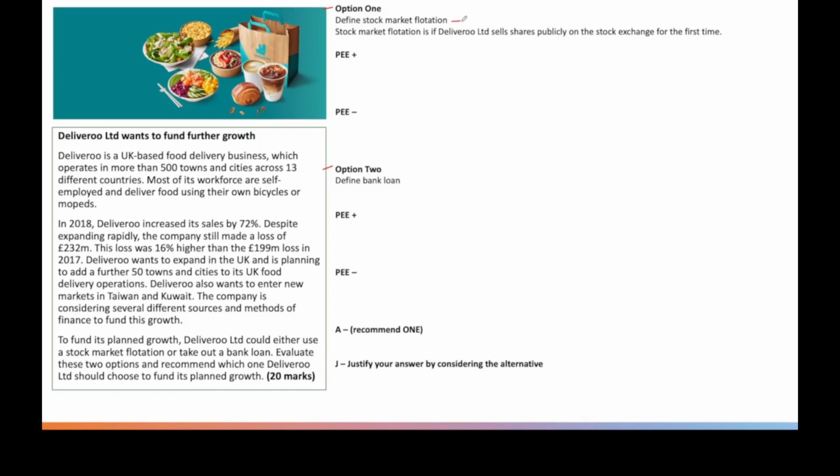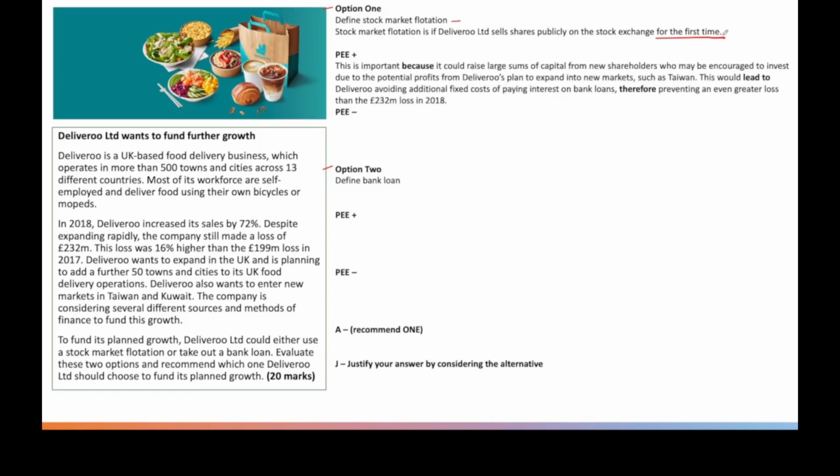Stock market flotation is if Deliveroo Limited, yeah, and you understand the difference of that by now, hopefully, because you've done the forms of business question unit, sells shares publicly on the stock market for the first time. Okay, so this for the first time is quite important for stock market flotation. It's not just selling shares on the stock market.